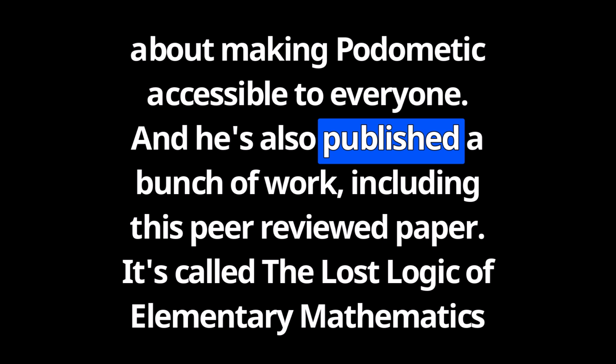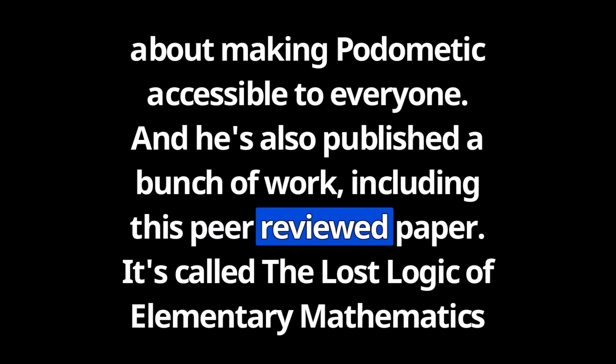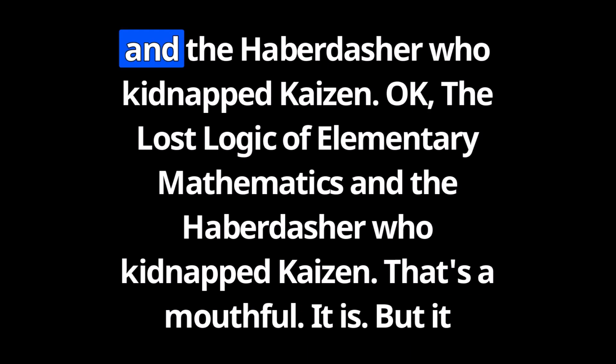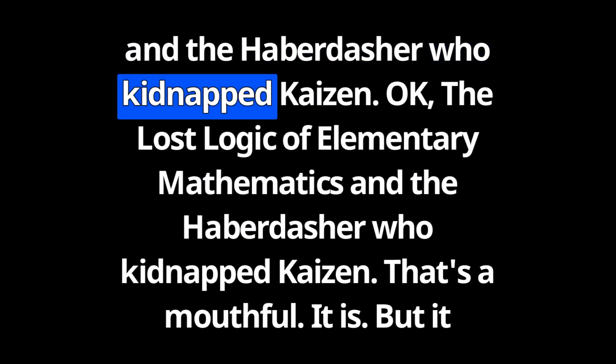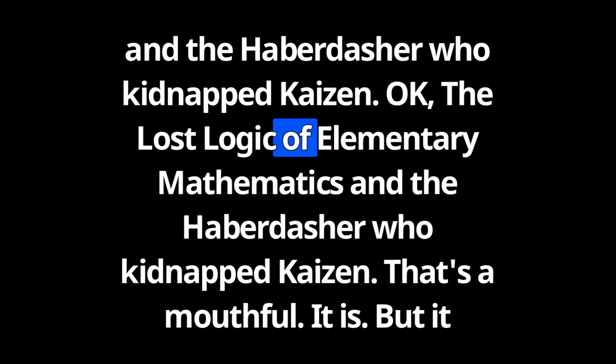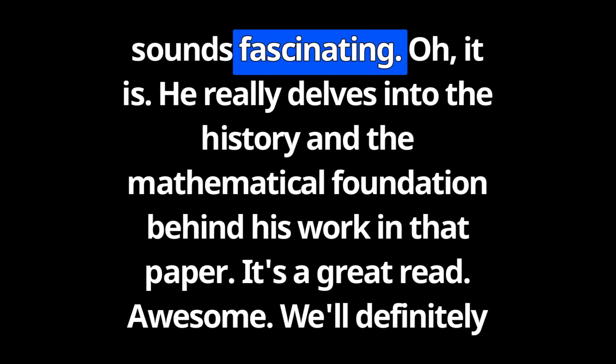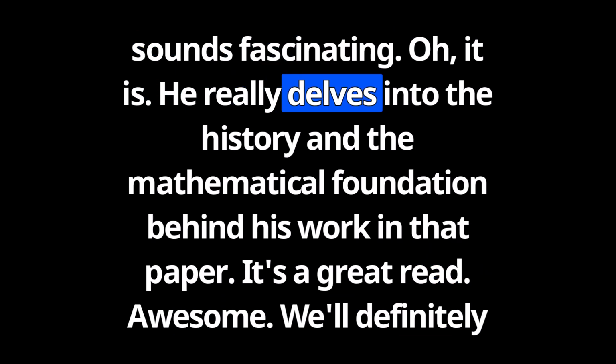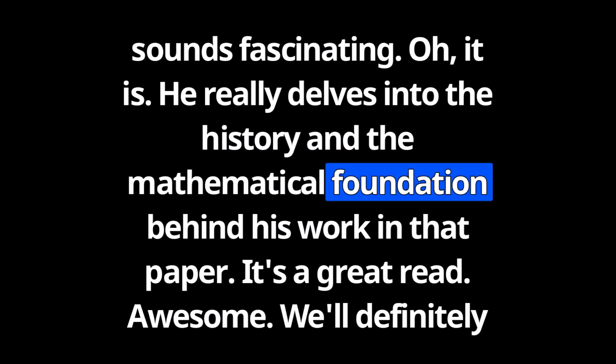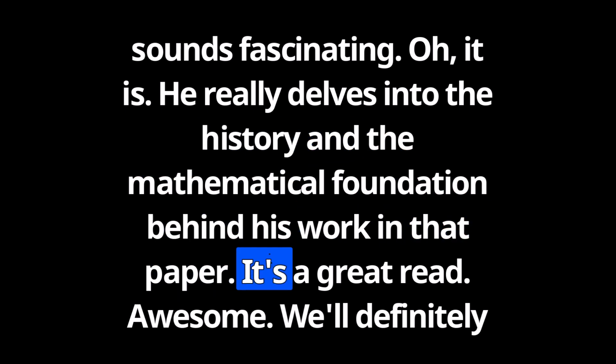And he's also published a bunch of work, including this peer-reviewed paper. It's called The Lost Logic of Elementary Mathematics and the Haberdasher Who Kidnapped Kaizen. Okay. The Lost Logic of Elementary Mathematics and the Haberdasher Who Kidnapped Kaizen. That's a mouthful. It is. But it sounds fascinating. Oh, it is. He really delves into the history and the mathematical foundation behind his work in that paper. It's a great read.